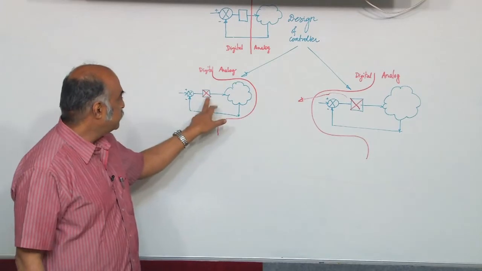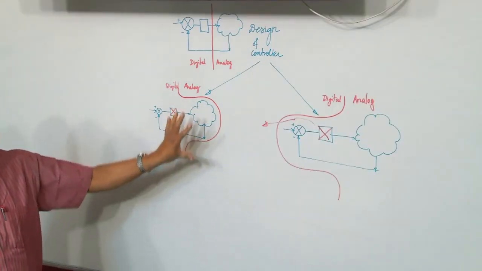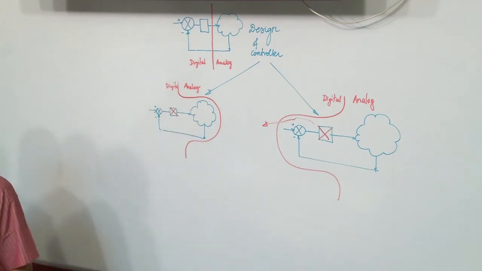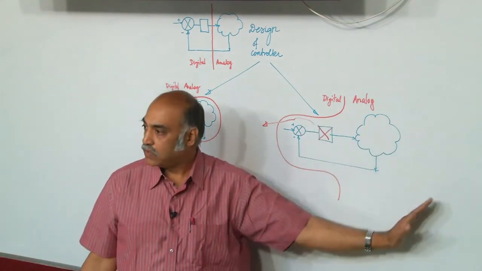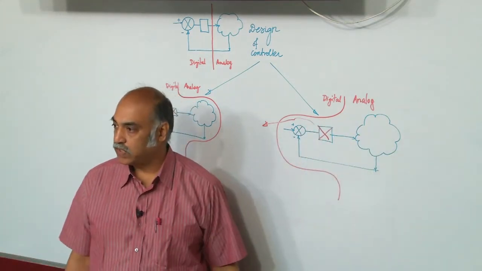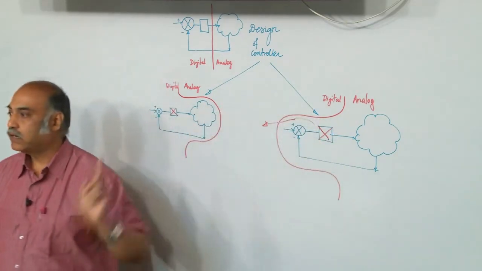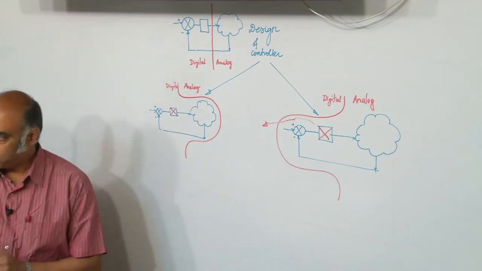In this case, I bring the plant inside the digital domain, do all the analysis, design everything in the digital world. In this case, I do all the work in the analog domain, design the controller, and then after having designed the controller, I will bring the controller to the digital world where it will exist. These are the two possible approaches. People have used both.